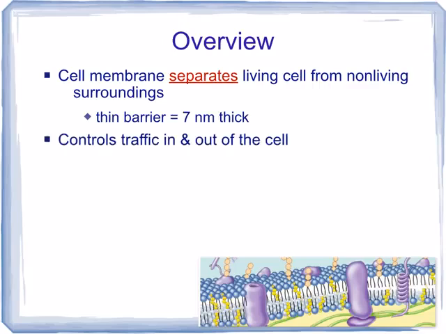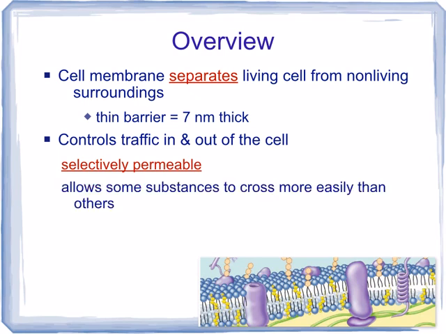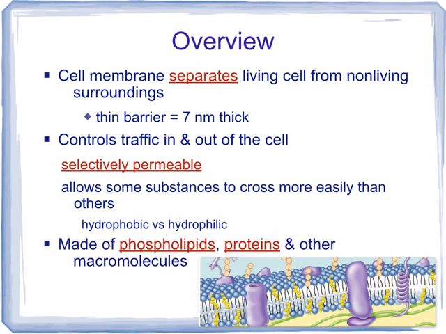So they control what goes in and out of the cell. We say that they are selectively permeable. This means that they allow some substances to cross more easily than others. For example, hydrophobic substances can cross more easily than hydrophilic substances. They are made of phospholipids, proteins, and other macromolecules.